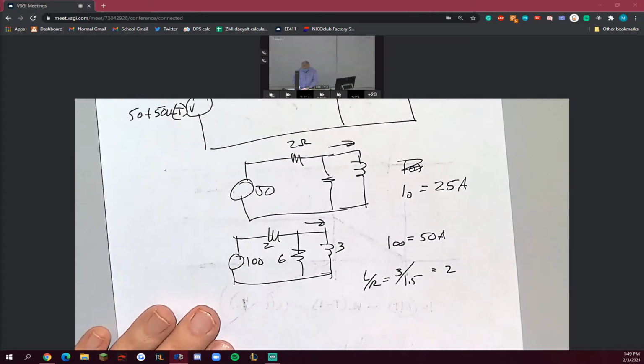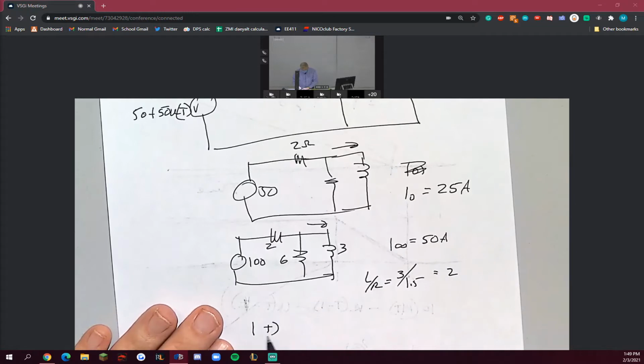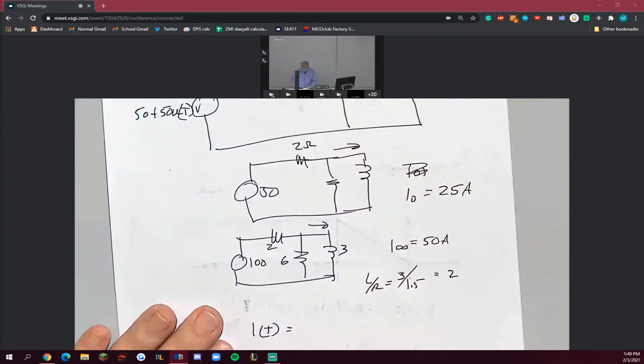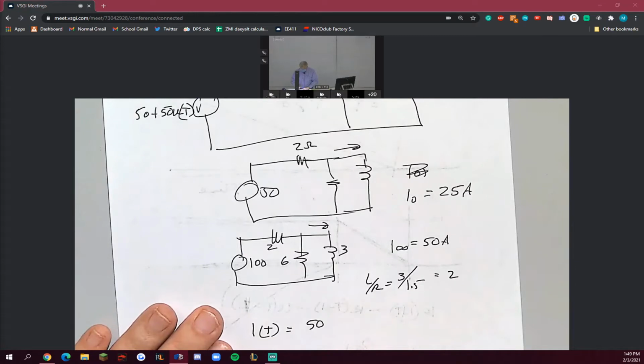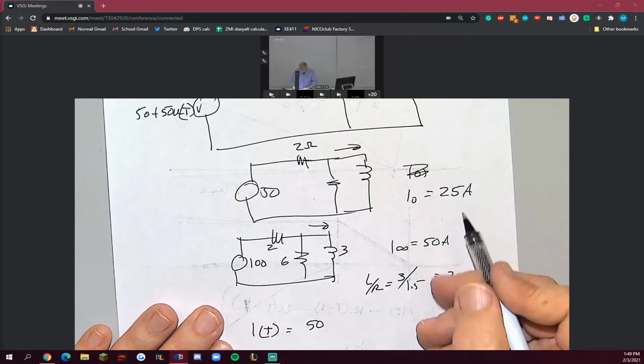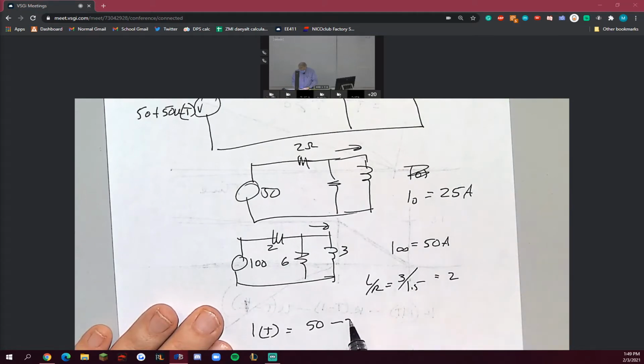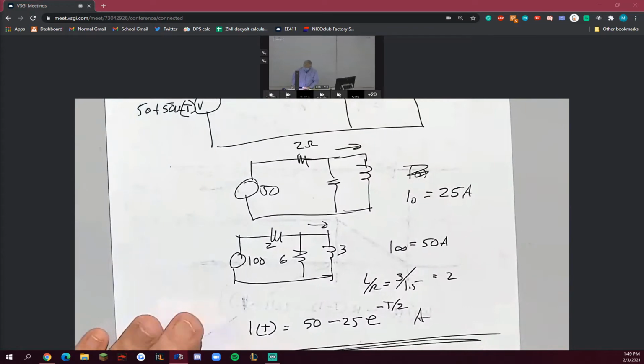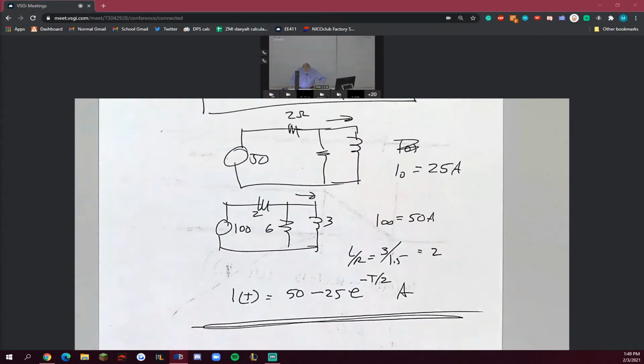And so now we can say that I of t is equal to I infinity, that's 50, plus I0 minus I infinity, so that's 25 minus 50, so minus 25 e to the minus t over 2 amps. Okay?